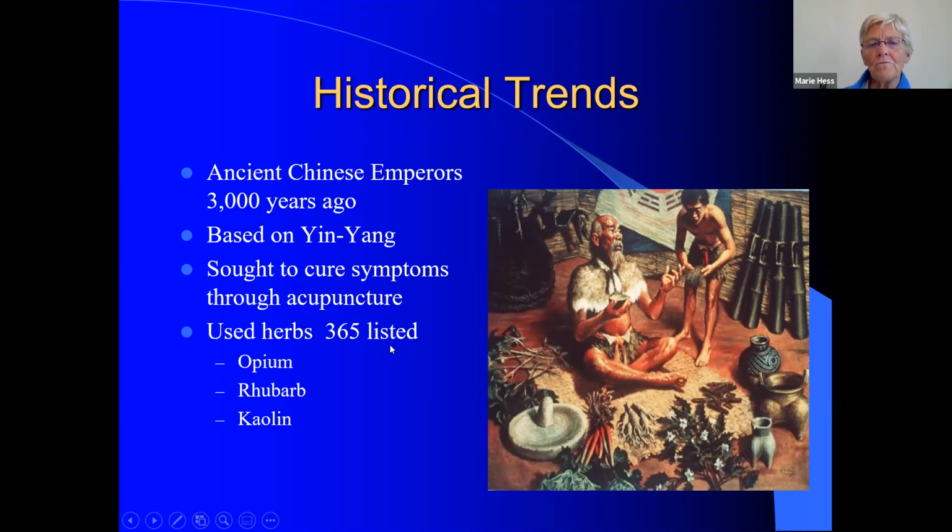They also used herbs. At that point they had 365 herbs listed: opium, rhubarb, and kaolin. Opium is used now for pain. Rhubarb was used to create diarrhea, and kaolin was used like Kaopectate to prevent diarrhea. Everything was herbal based because they didn't have any medicines. Here you can see the guy bringing in some herbs, and they would mash it all up, and that's what they used.